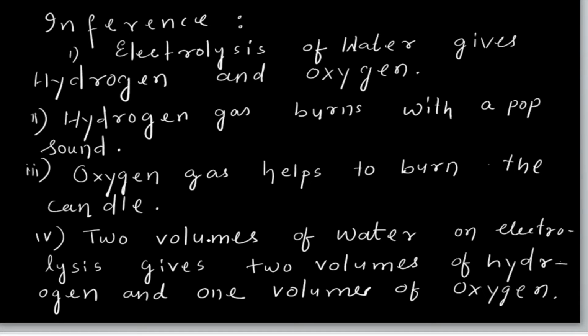2 volumes of water on electrolysis, or you can say 2 molecules. Instead of that you can say better, in 10th class it is good: 2 volumes of water on electrolysis give 2 volumes of hydrogen and 1 volume of oxygen. Are you clear?